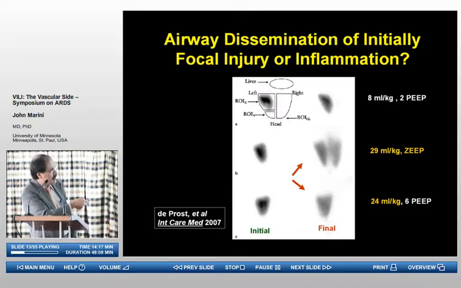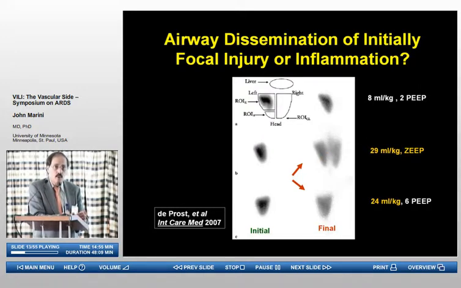And when you ventilate the lung gently, 8 milliliters per kilogram and 2 of positive end expiratory pressure, basically after 10 minutes, everything's the same. If you use a tidal volume that's 3 times as large and do not use any end expiratory pressure, it disseminates widely. And if you use a large tidal volume again, but use 6 centimeters of positive end expiratory pressure, which is a lot for a rabbit, it keeps the labeled albumin in place.